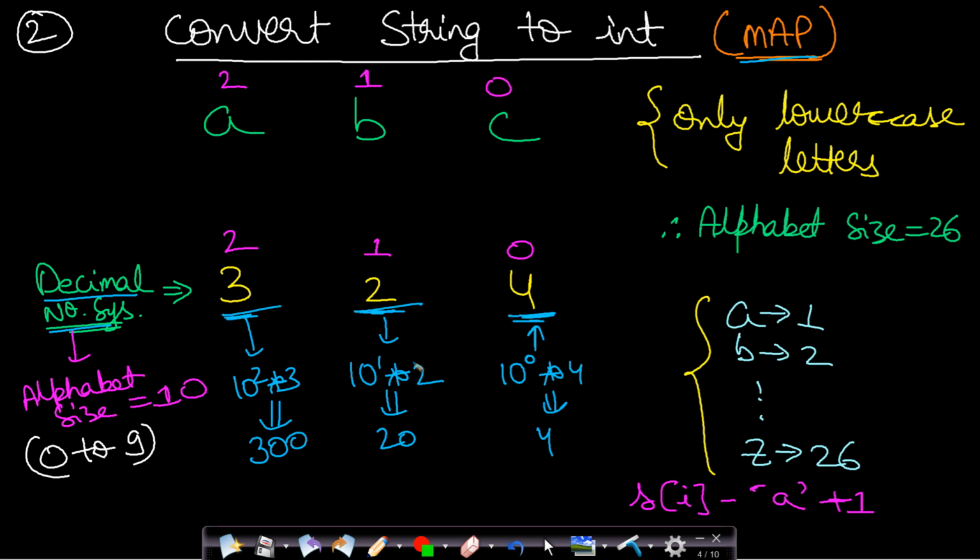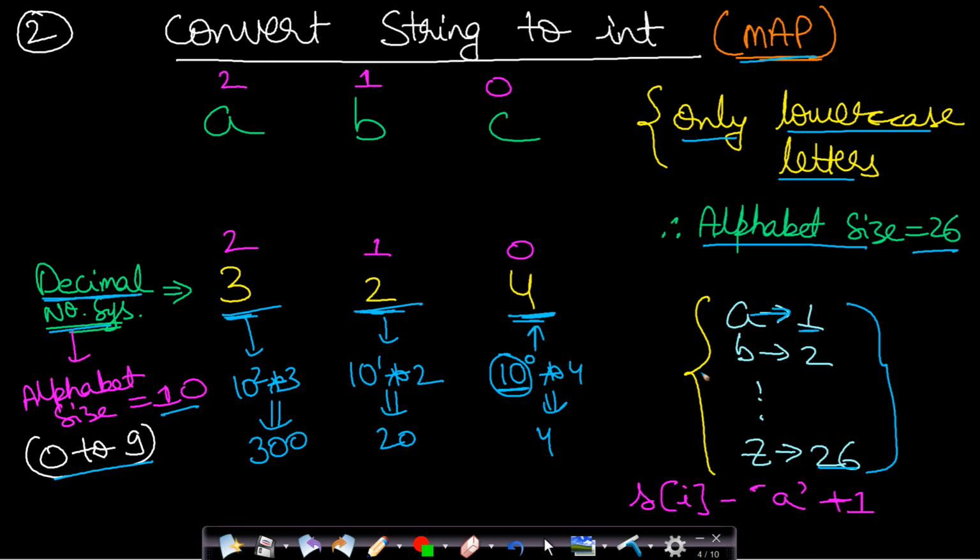How are we deciding what power to take, that is, whether to take 10 here or 11 or 12? This is decided by our alphabet size. In the decimal number system, you have numbers from 0 to 9, therefore your alphabet size will be 10. In a similar way, we can use this technique to convert a string into an integer. I will assume that we only have lowercase letters. Therefore the letters range from A to Z, where A will have number 1 and Z will have number 26. Therefore our alphabet size will be equal to 26.